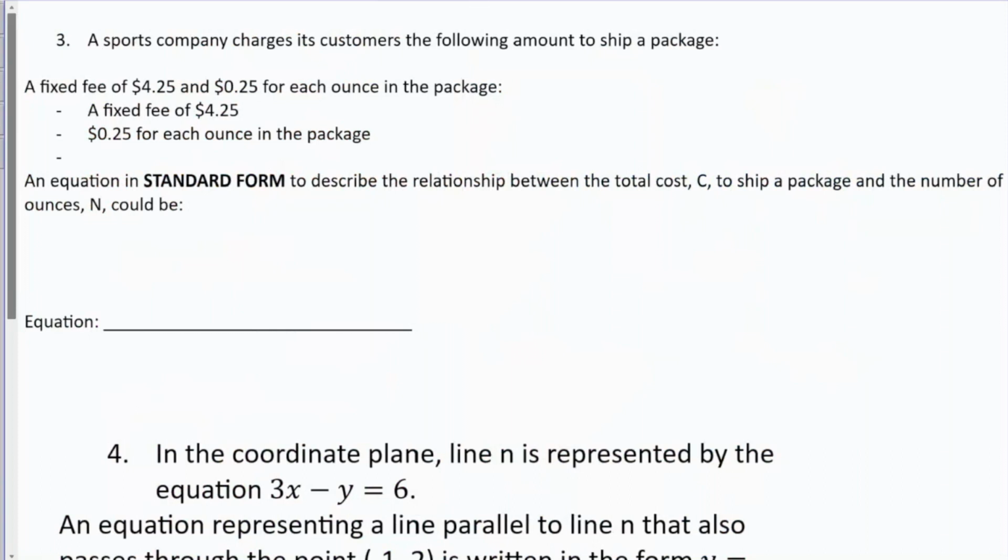All right, so first let's start. I like to start building my equations in y equals mx plus b form because that's what I'm used to. So we're going to start by looking at our y-intercept, which is our b. Our b is the amount that we start with. No matter how much we send, whether it's 1 ounce, 2 ounces, 3 ounces, 4 ounces, or no ounces, we always have to pay that fixed fee. So that is my y-intercept because I know I have to start with the 4.25. So I'm going to put that as my b.